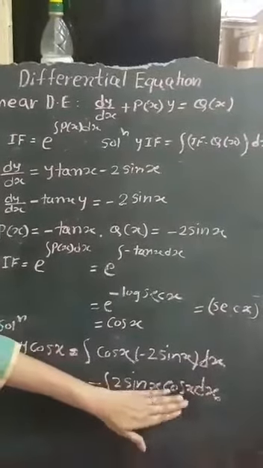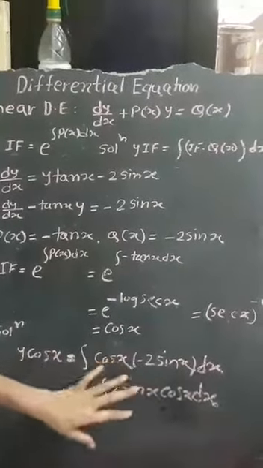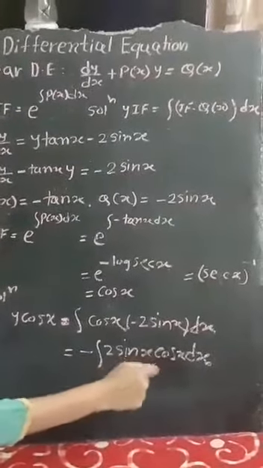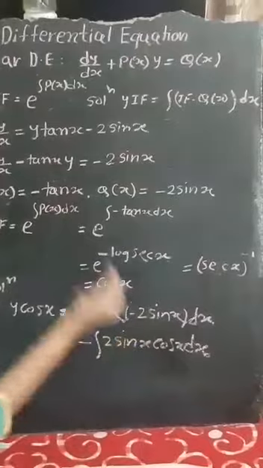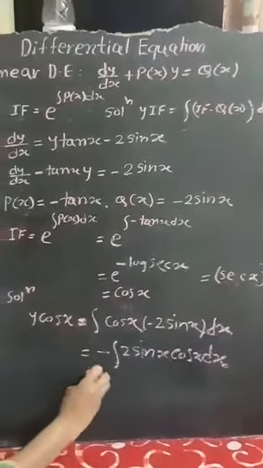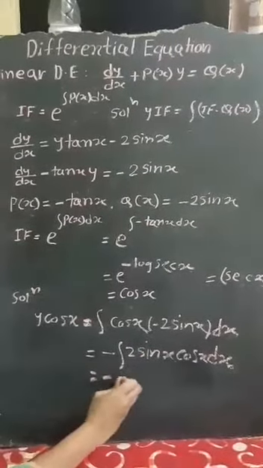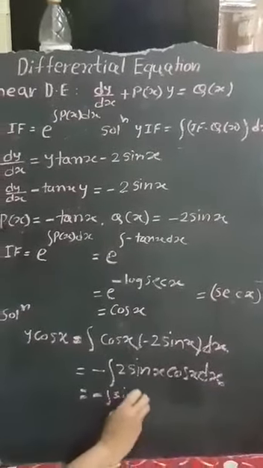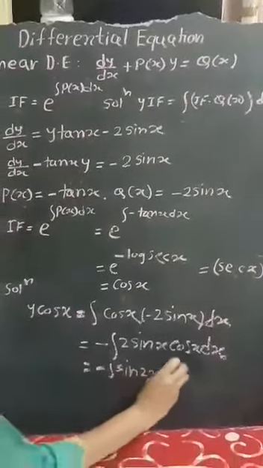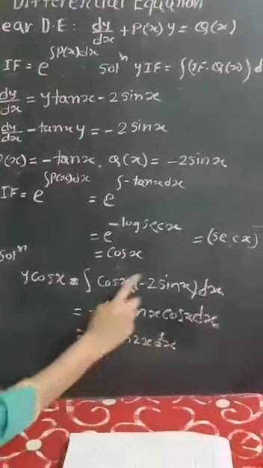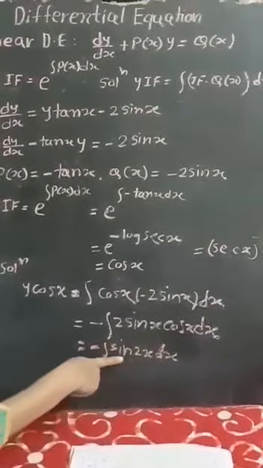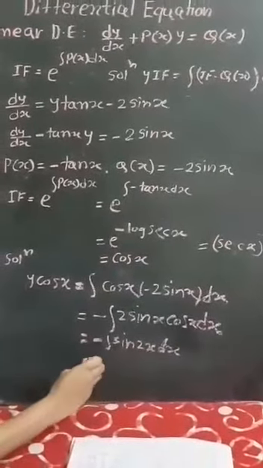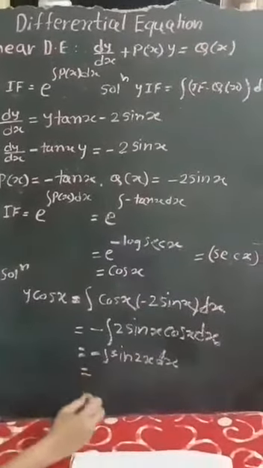So now we are going to do this last integration step, which is a bit difficult to understand. What is 2 sin x cos x? This is the formula of sin 2x that you have to recognize, and it will become minus integration of sin 2x dx. Instead of 2 sin x cos x, what I have done? It is sin 2x formula, so it is integration of sin 2x.